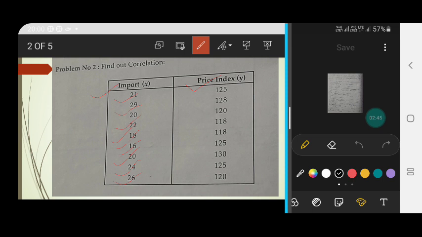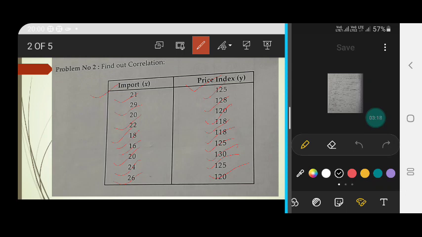Again, in the Y series we have been given some items. Let's see what those items are: 125, 128, 120, 118, again 118, 125, 130, 125, 120. When we count the number of items under the Y series, it's also 9: 1, 2, 3, 4, 5, 6, 7, 8, 9. So in the Y series again we have n equal to 9.